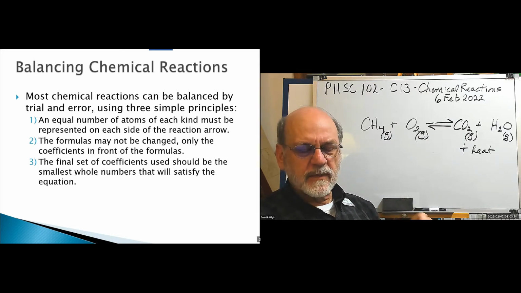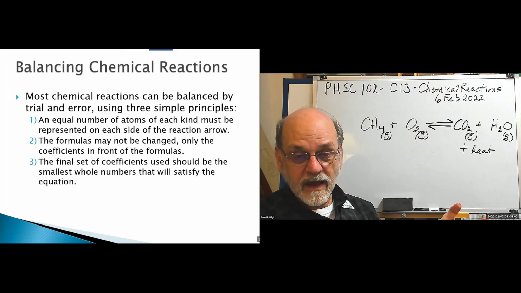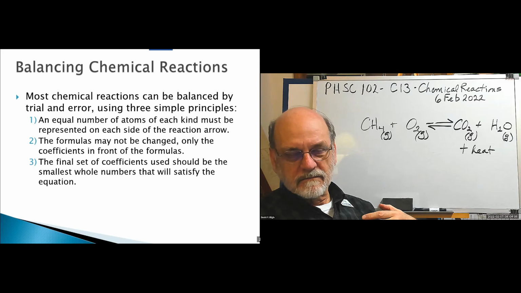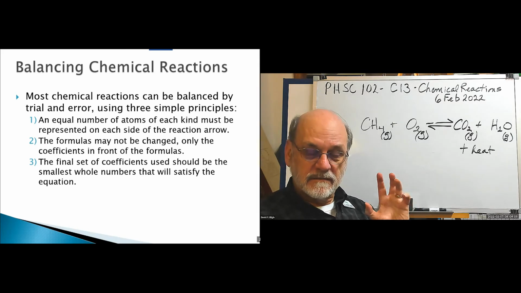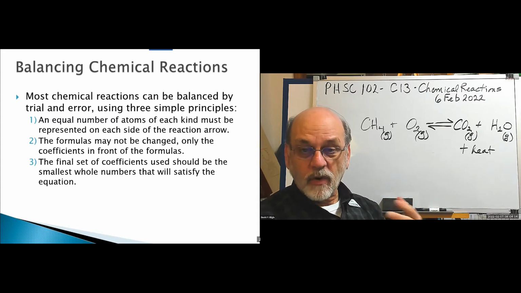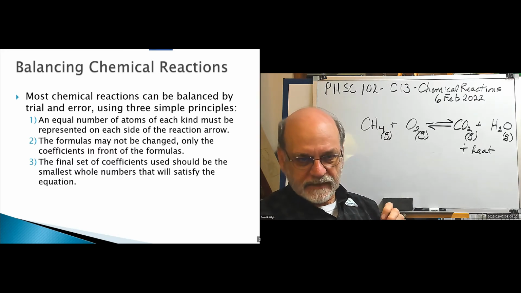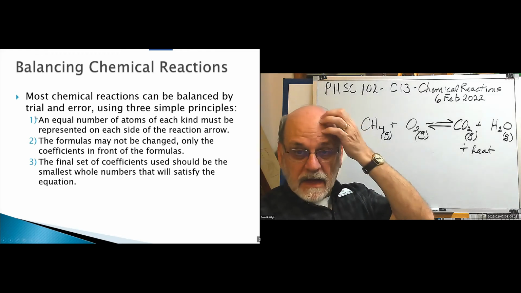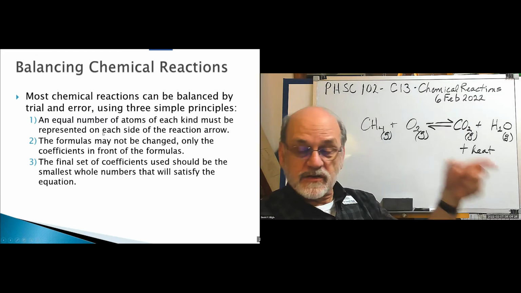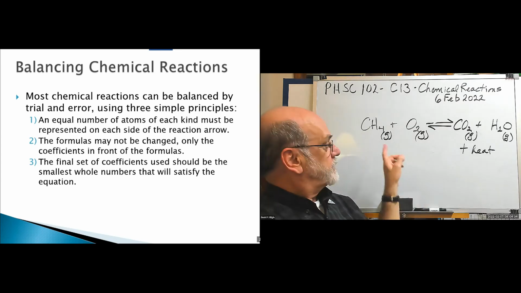Balancing chemical equations is a skill like any other. It requires practice and requires lots of different examples that have to be dealt with, have to be mastered. And then the more of them you do, the easier it gets to see patterns. So first and foremost, an equal number of atoms of each kind must be represented on each side of the yield sign. And you do that with coefficients.